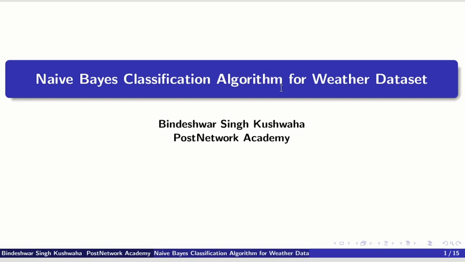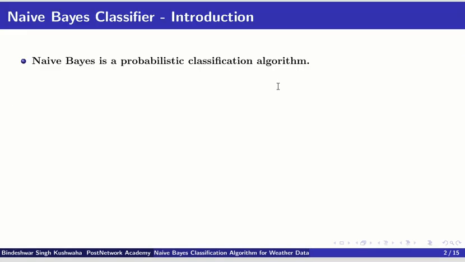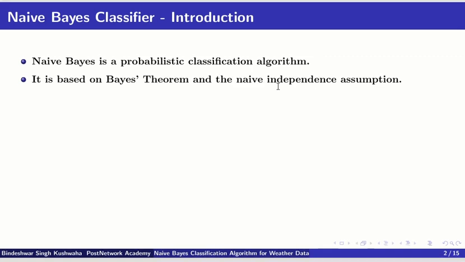It is built upon Bayes theorem combined with a key assumption that makes the computation simple. The naive part means that features are independent. So without further delay, let's get started. Naive Bayes is a probabilistic classification algorithm. As I have explained, it is based on Bayes theorem, and the naive part means independence.